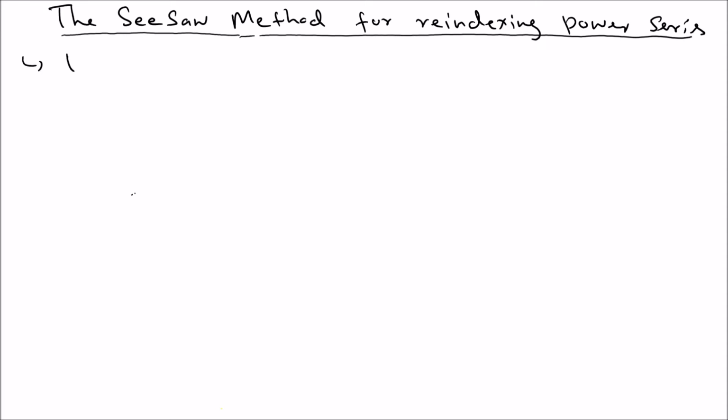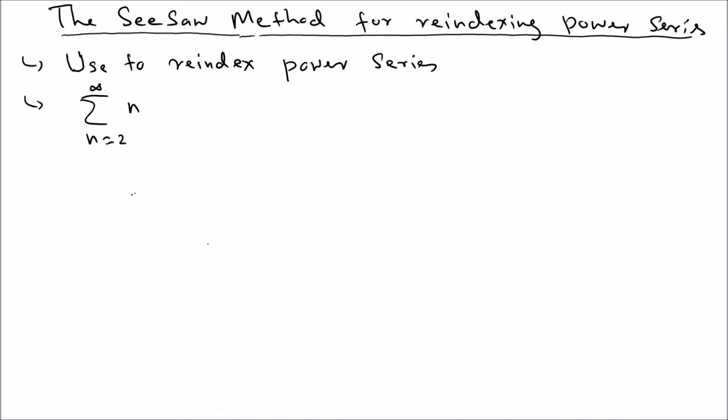So we're going to use it to reindex power series. For example, this is the question we're trying to answer. Let's say you have a power series going from n equals 2 to infinity, (n minus 1) cn x to the n minus 2. Can you rewrite the same series starting with n equals 0 to infinity? If you do that, what's going to happen to this side?